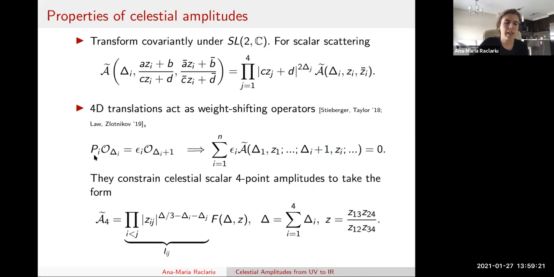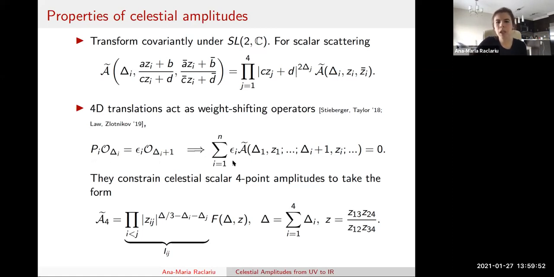So this can be seen again because translations from the momentum space point of view are proportional to the energy, and multiplying the momentum space amplitude by factors of omega upon taking a Mellin transform can be seen to actually amount to shifting the dimensions on the celestial sphere. This factor epsilon_i here again labels whether the state is an incoming state or an outgoing state.